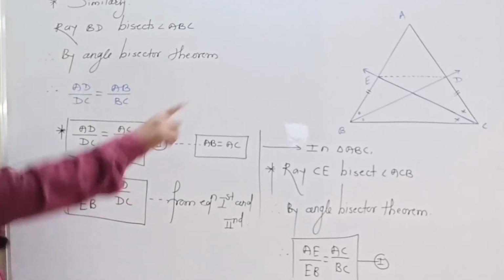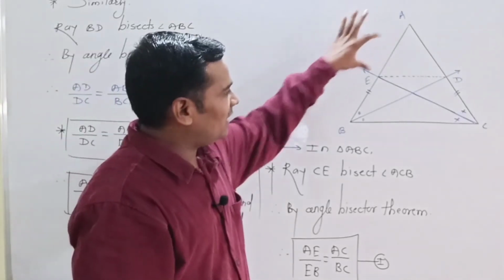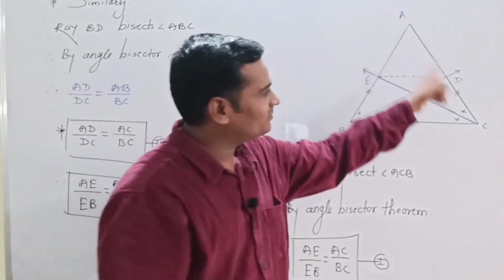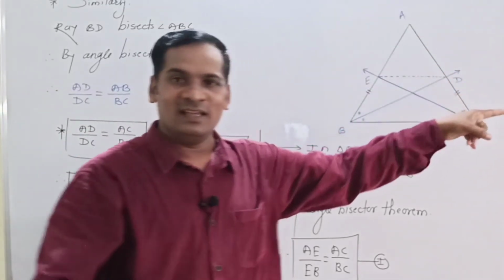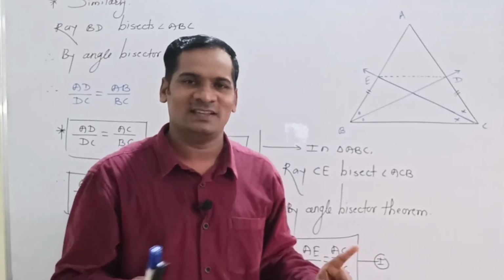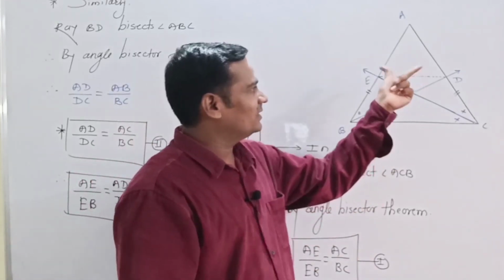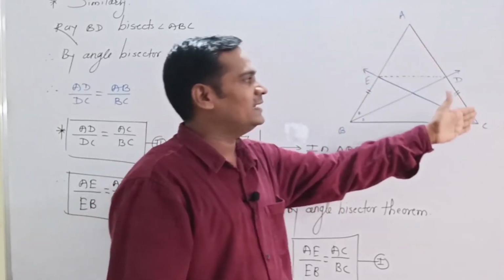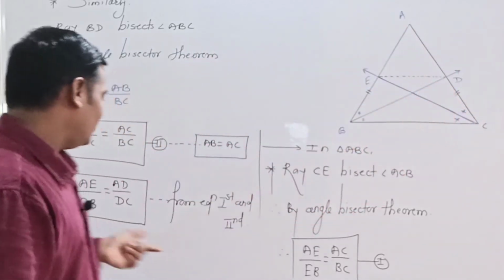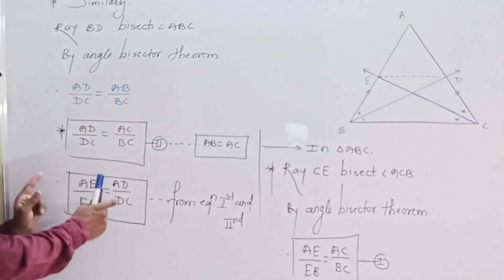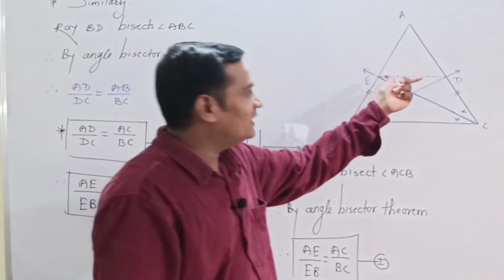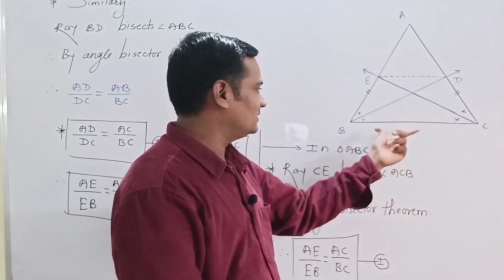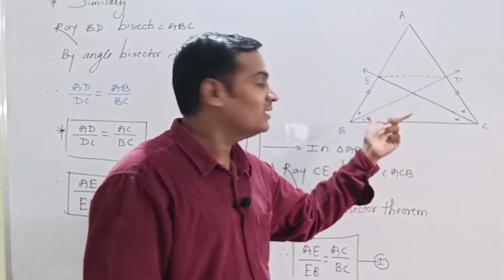Now look at these two ratios in the figure. AE upon EB, first one, is equal to AD upon DC. And we know the converse of basic proportionality theorem. Now what is that theorem? If any line, look at this AD, divides any two sides of the triangle in equal ratio, now this is equal ratio, then that line, that means AD, is parallel to the third side. This is the converse of basic proportionality theorem.